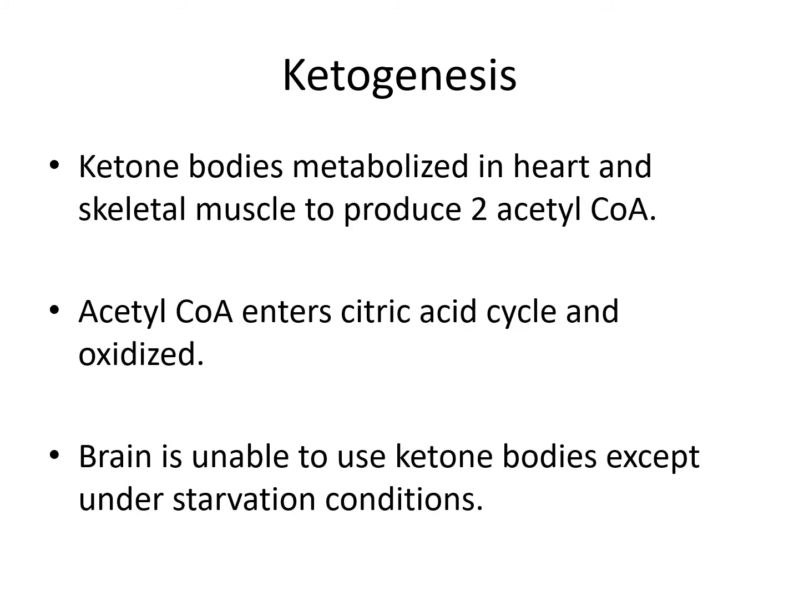But heart and skeletal muscle can metabolize them. Metabolism in the heart produces two acetyl-CoA, and the acetyl-CoA enters the citric acid cycle and is oxidized. The brain cannot use ketone bodies. It usually relies exclusively on glucose, except under starvation conditions.